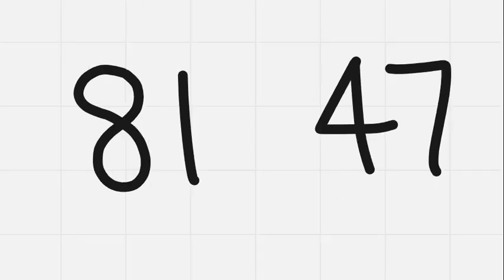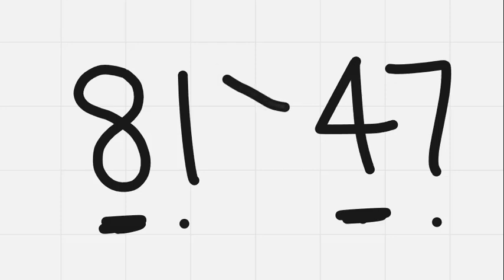Just a few more left. 81 and 47. They both have 2 digits. We'll look at the first digit in the tens place. 8 is bigger than 4, so we'll say 81 is greater than 47. Well done.